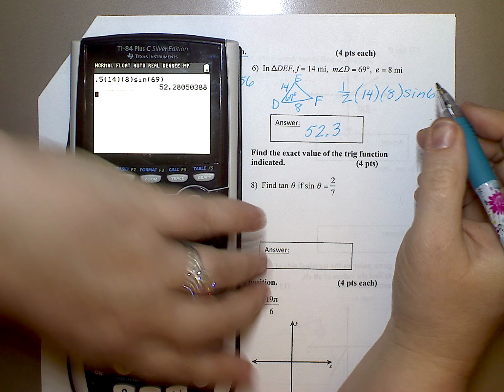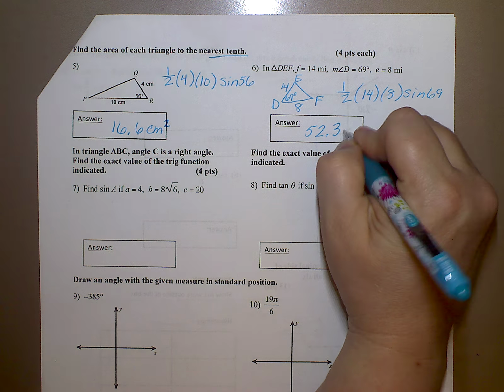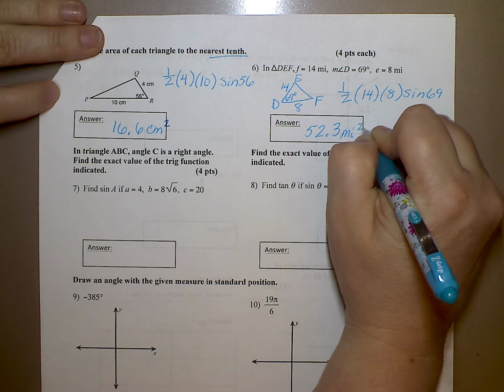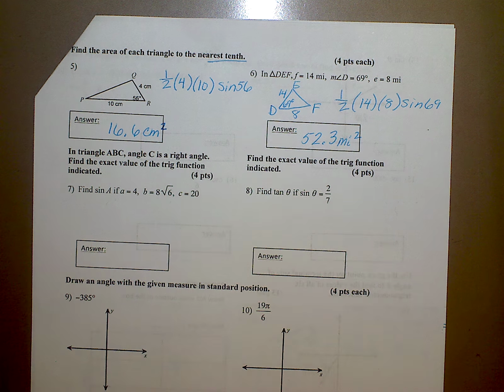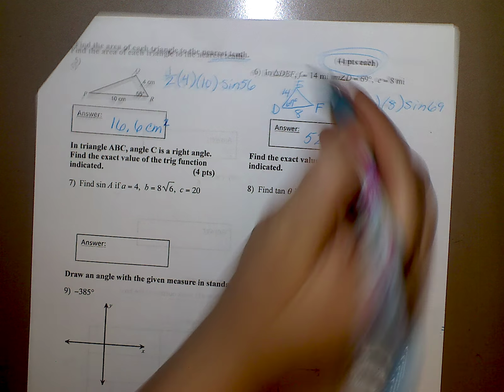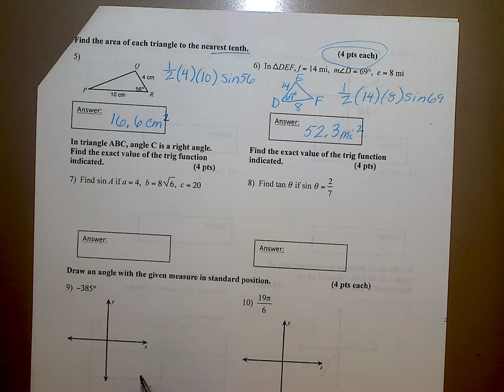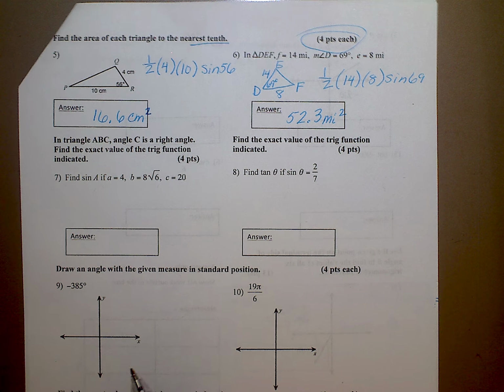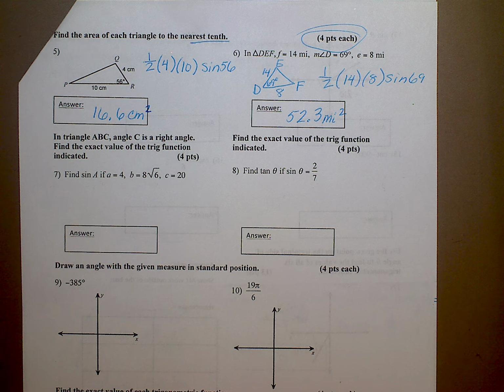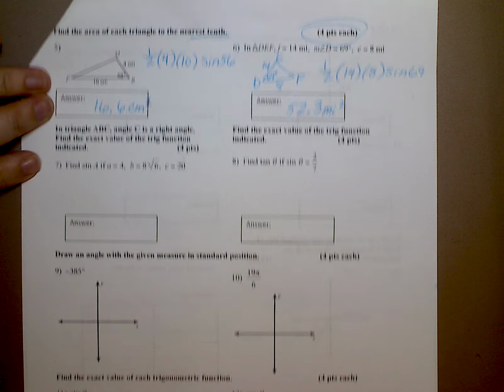And how am I going to label this answer? Miles squared, or square miles. Those were 4 points each. If you know the formula, they're really easy. If you don't know the formula, good luck. Okay, questions there? All right.